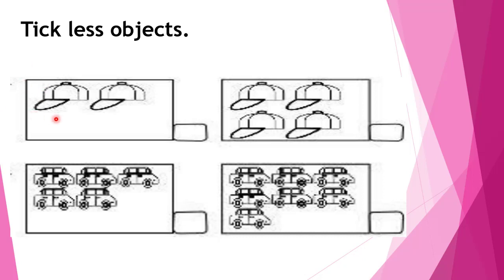Here, there are two groups of cabs and two groups of cars. We have to take less objects. Let's do it. This group has less cabs, or this group has less cabs? Yes, this group has less cabs. Tick here. Very good. This group has less cars, or this group has less cars? You will do this yourself.